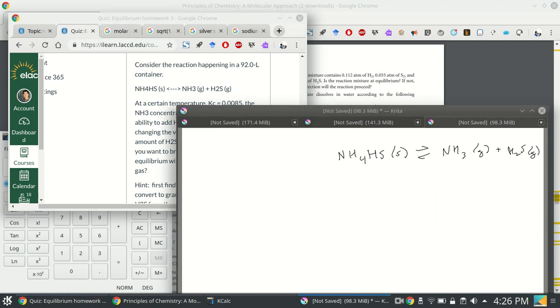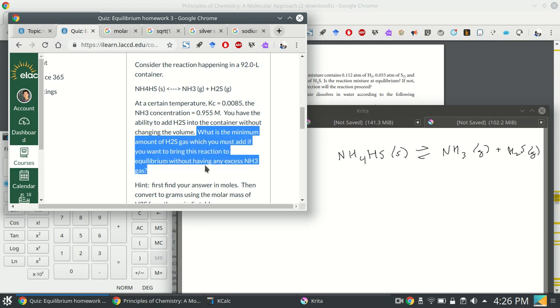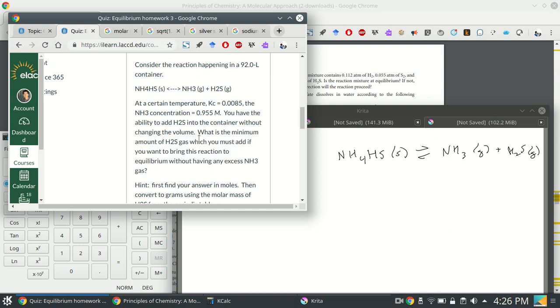All right, so the Kc is equal to 0.0085 again. Have you noticed that this is kind of extraneous information for these problems? Oh, actually, for this problem it's not extraneous. So the question is, what is the minimum amount of hydrogen sulfide, or dihydrogen monosulfide, gas which you must add if you want to bring this reaction to equilibrium without having any excess ammonia gas? Wow, that was a mouthful.